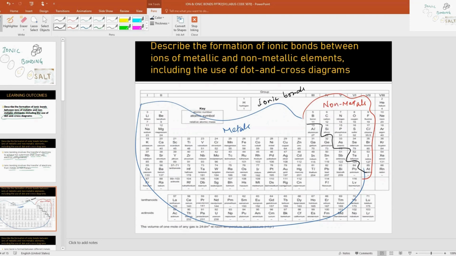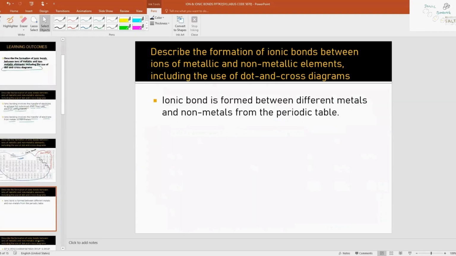Remember this point. Ionic bond is always formed between metals and non-metals. It is never formed between metal and metal, or non-metal and non-metal.